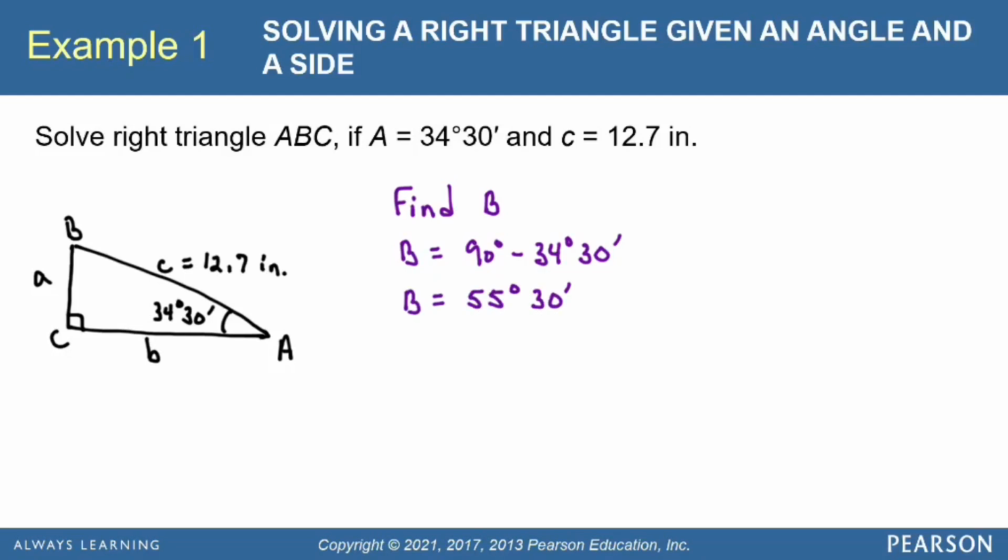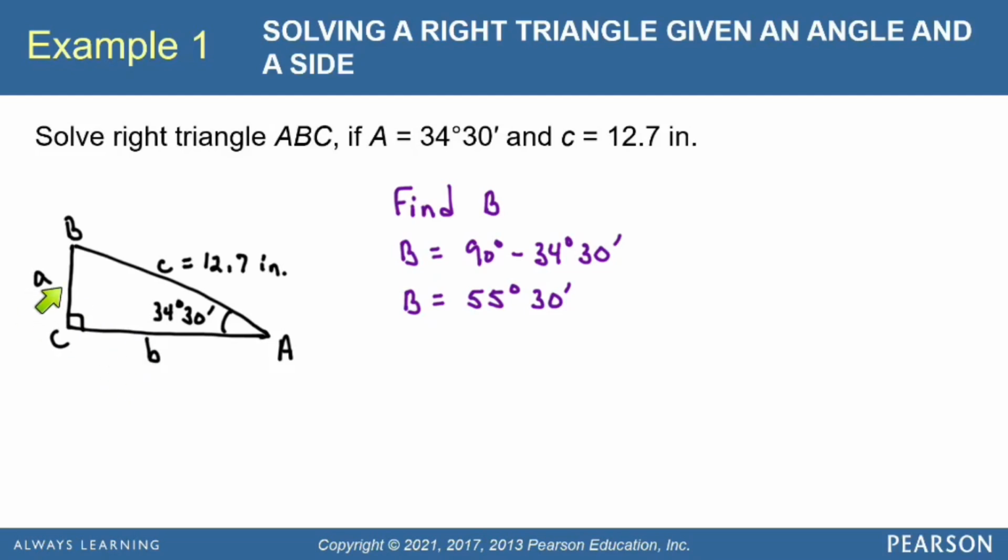Now I'll just throw in here that if they give you an angle in degrees, minutes, seconds notation, then you're expected to provide any other missing angles in degrees, minutes, seconds notation. But if they give us an angle that's in decimal degrees, then of course we can provide the other angle in decimal degrees. It's pretty much just about answering the question in the same way that the question was asked to you.